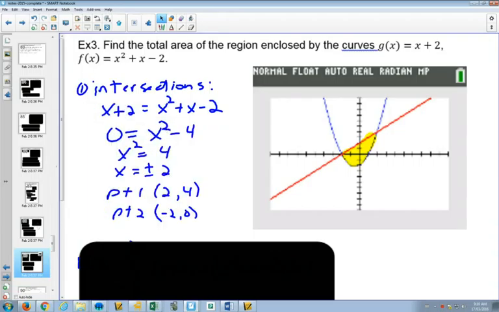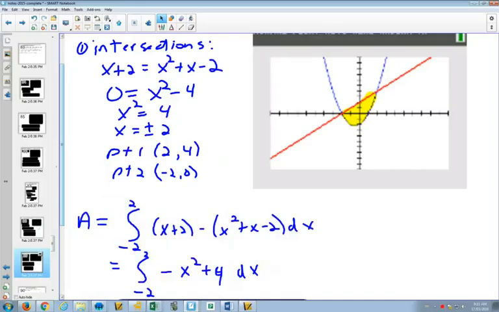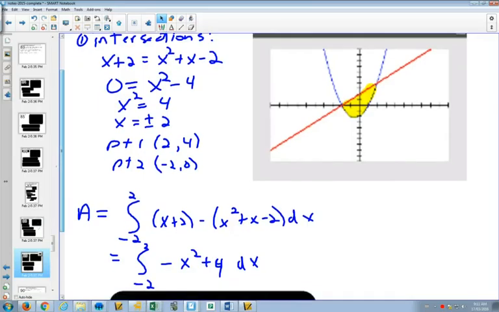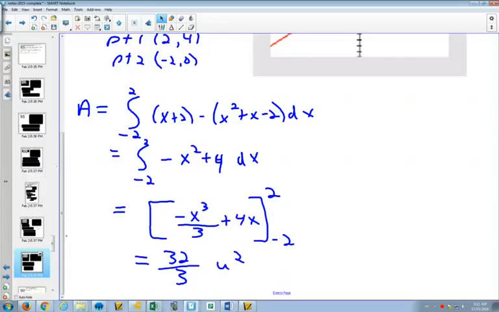Did you find your intersection points to be 2 and -2? Excellent. No, you don't have to find the actual points, but they're just there to help us see it on the graph. Then finding the area, you subtract the 2, you got -x squared plus 4. And then solving it, 32 over 3 is your area squared.